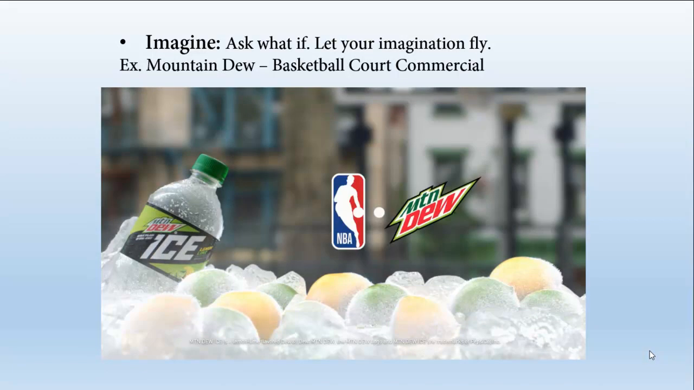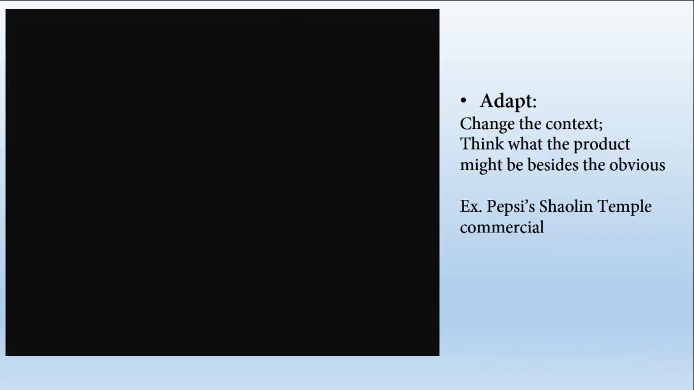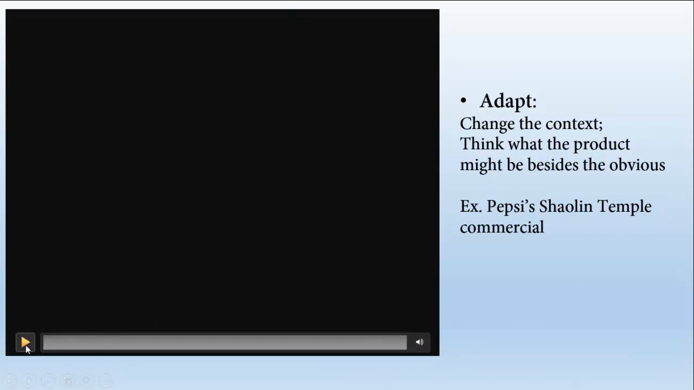Well, this commercial is definitely using imagination because they try to portray how this Mountain Dew drink makes people feel cool, right? Next one is adapt. Adapt means you change the context and also think about what the product might be besides the obvious. So here is an example of the Pepsi's Shaolin Temple commercial. So let's see how they change the context of the commercial.